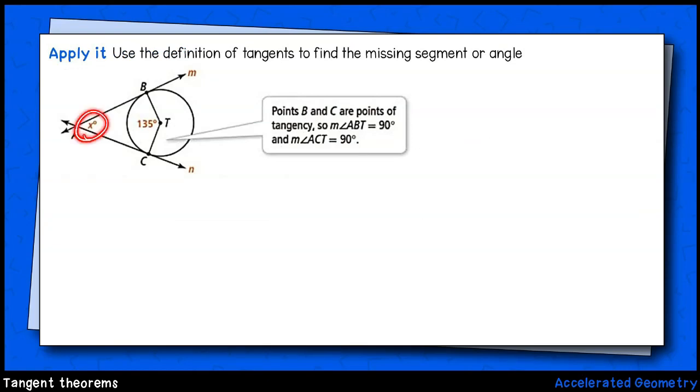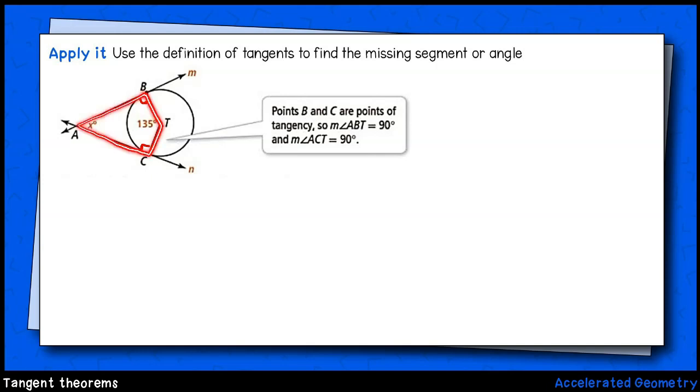In this first example, we're looking for the value of angle x, which is the vertex where these two tangents, line M and line N, meet. We know that points B and C are points of tangency, and by the definition of tangents, we know that the radius and tangent lines must meet at a right angle. I've labeled those here. We are also given the central angle, 135 degrees. Last, let's focus not on the lines and segments, but instead on this quadrilateral formed, this four-sided polygon.